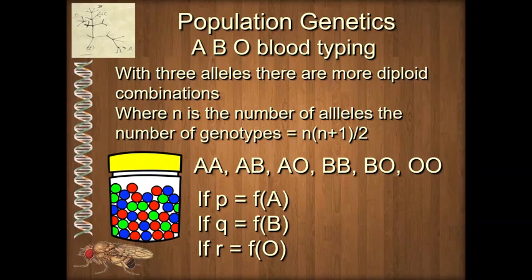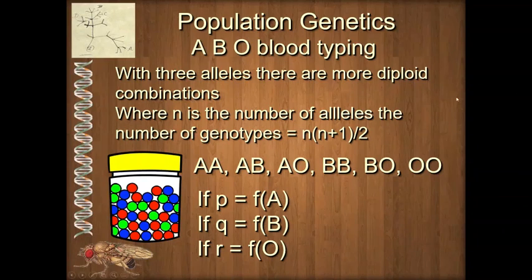Okay? With 3 alleles, there are more diploid combinations that we can make, right? If you have 2 alleles, there are basically only 3 diploid possibilities. You can be homozygous for one allele, homozygous for the other allele, or you can be heterozygous. And that's the extent of all of the possibilities. But when we have more than 2 alleles, there are suddenly more than 3 possible outcomes.